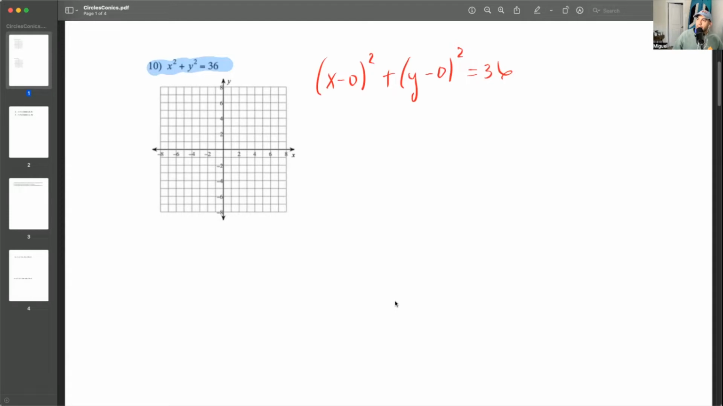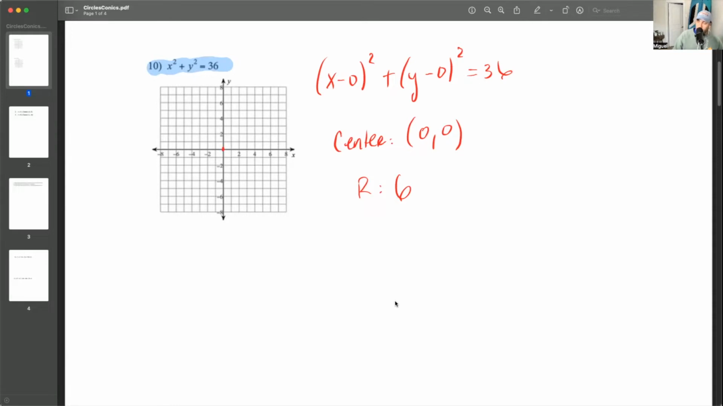So let's see if you can figure out what the center is here. The center is 0, 0. There's no translation to the right, no translation to the left, nothing going up, nothing going down. And now we have our radius, which remember is the square root of 36. So it's going to be 6. So let's go ahead and graph it now.